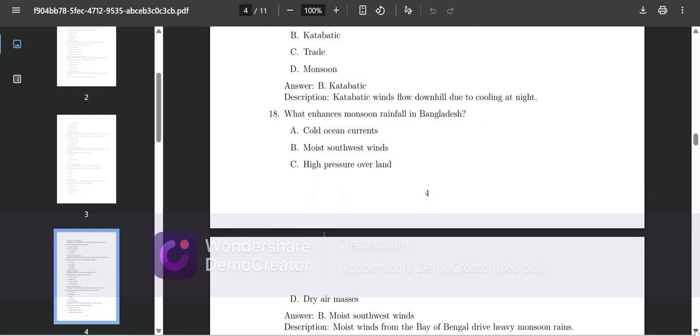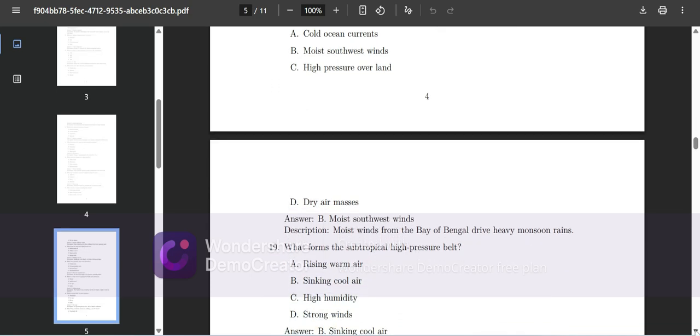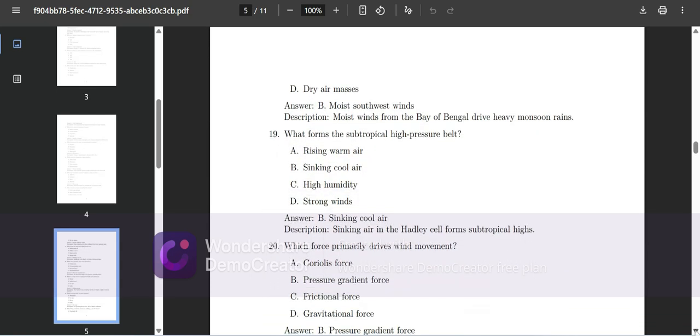What enhanced monsoon rainfall in Bangladesh? Moist southwest winds. Moist southwest winds from the Bay of Bengal drive heavy monsoon rains. What forms the subtropical high pressure belts? Sinking cool air. Sinking air in the Hadley cell forms subtropical highs.